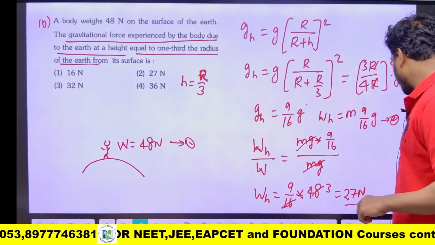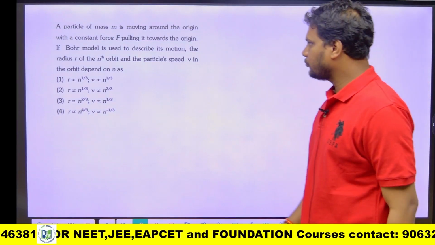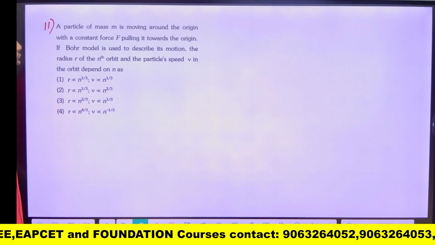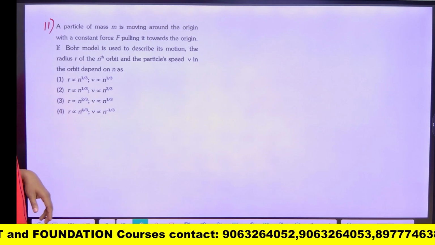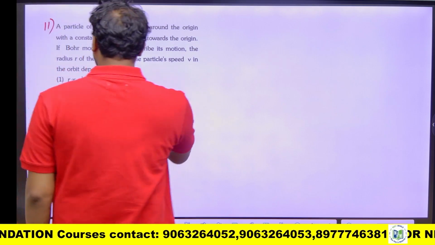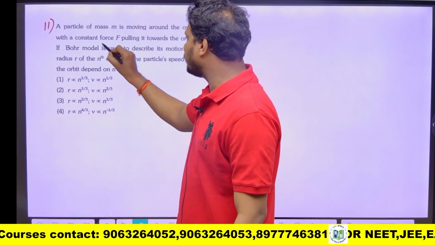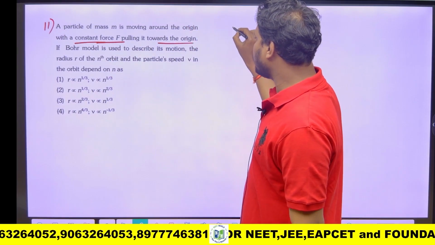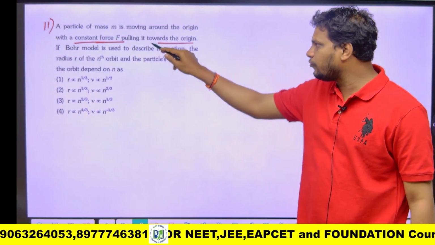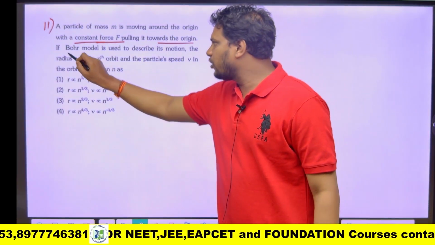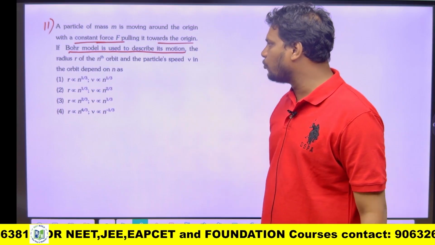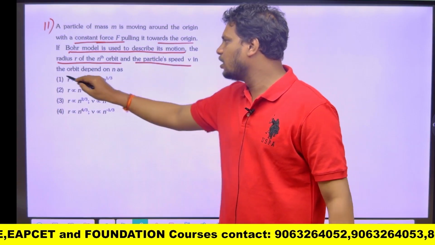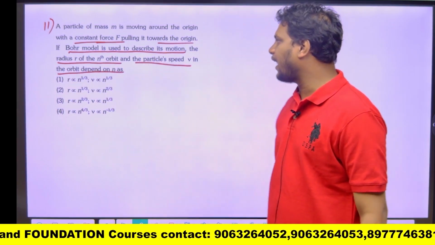Now we are going to discuss the next question. This was the question based on the modern physics and atoms chapter. So here they given a particle of mass m is moving around the horizon with constant force pulling towards the horizon. If the Bohr's model is used to describe its motion, the radius of the nth orbit and the particle speed v in the orbit depend on n as.